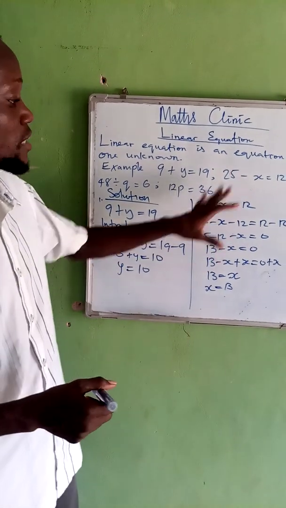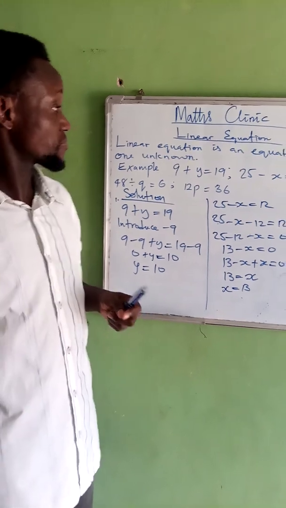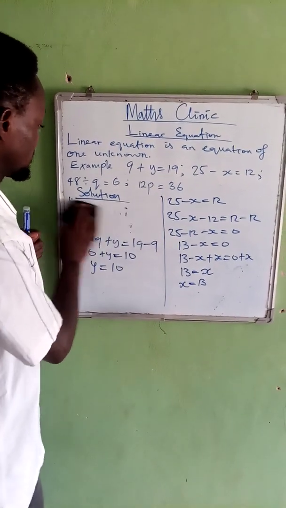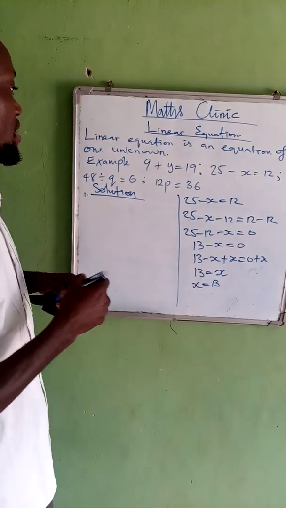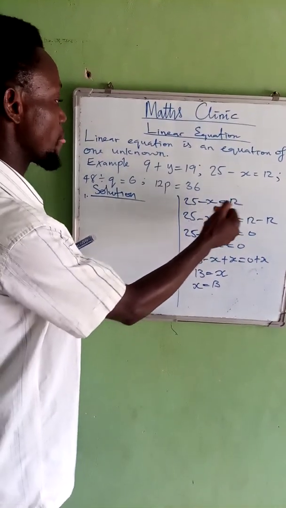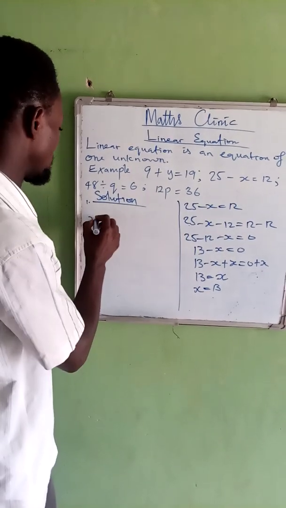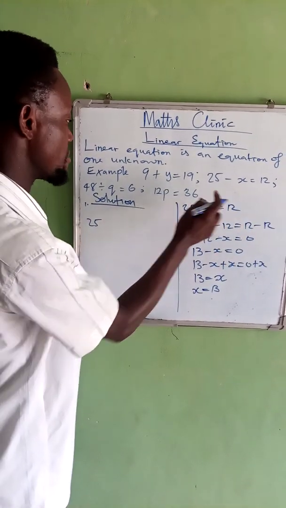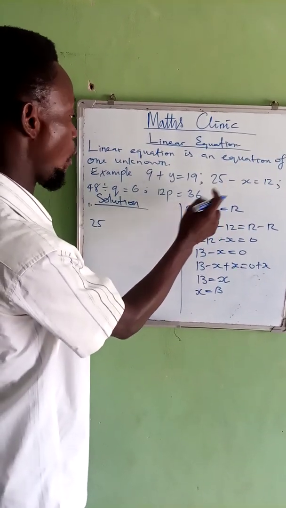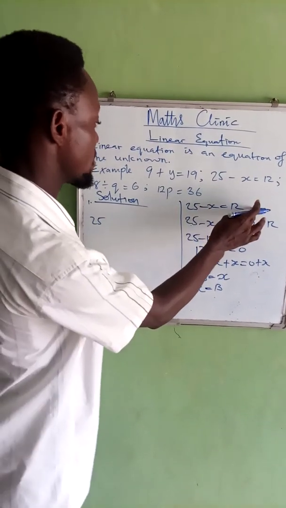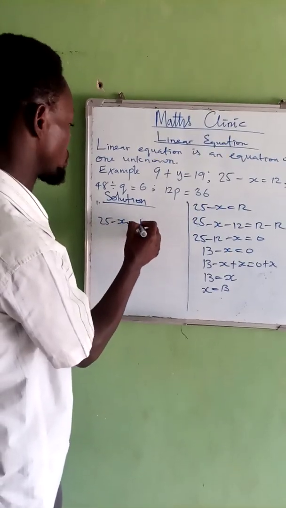Okay, so you can equally do it another way. The other way we can do this is just taking away this, it comes here and this comes here. So we have 25. When this comes here, it becomes a negative sign. When plus 12 comes here, it becomes a negative sign. Or this side goes here. So whichever way you want to do it, we can say 25 minus x equals 12.